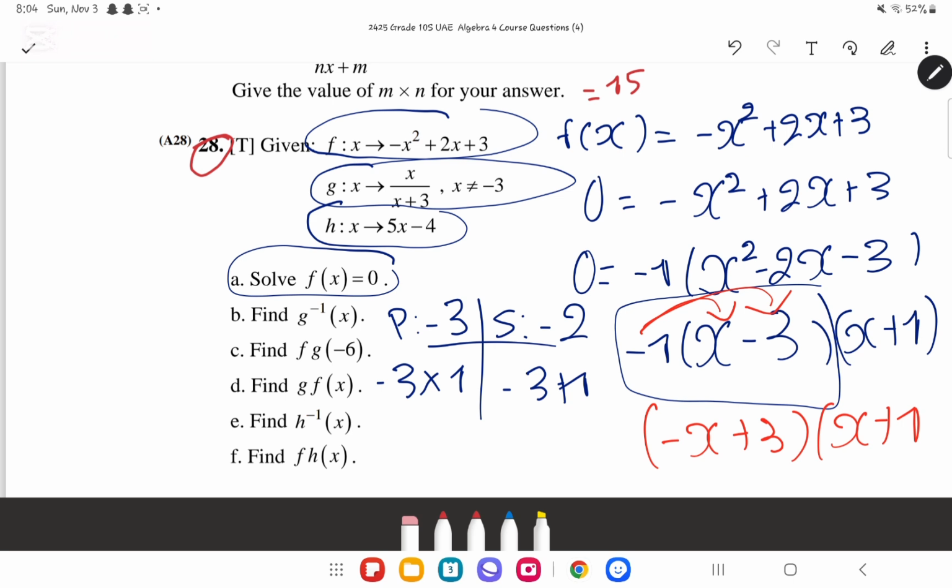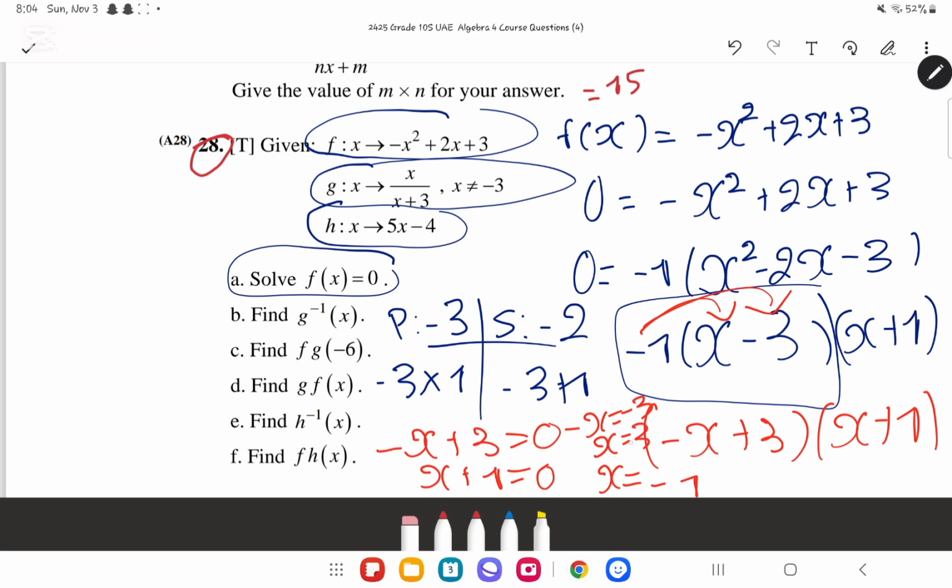But we're not done yet. We need to solve it. So how do we solve it? We make each one of them equal to 0. So -x + 3 is equal to 0. x + 1 is equal to 0. Here you get directly that x is equal to -1. Here you get -x is equal to -3.